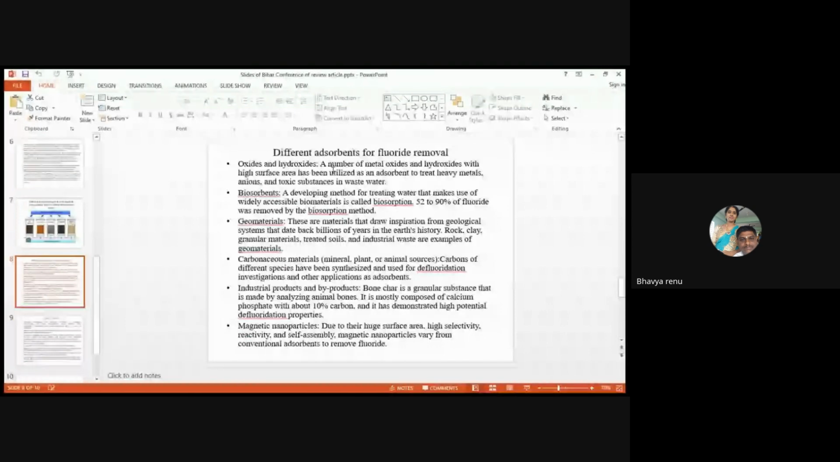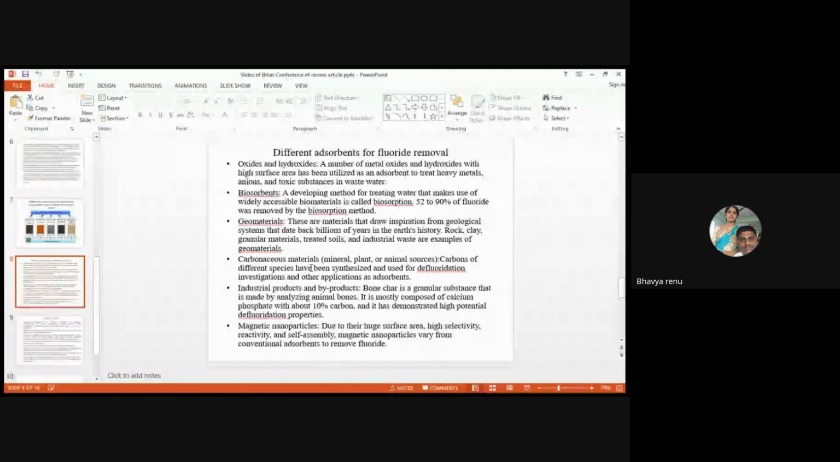We use some oxides, metal oxides, and hydroxides to remove contaminants from polluted water. Biosorbents give 50 to 90% removal for treating water, and make use of widely accessible biomaterials. Geomaterials are materials that draw inspiration from geological systems: rock, clay, and granular materials are geomaterials.